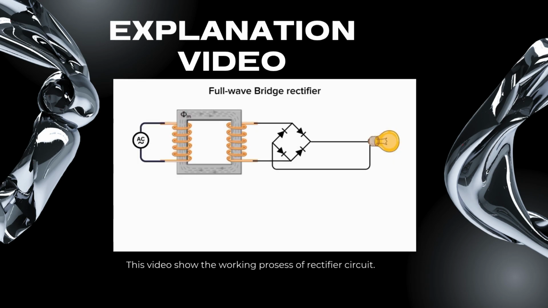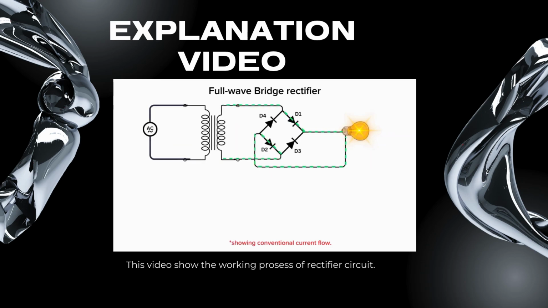A bridge rectifier circuit consists of 4 diodes arranged in a bridge configuration. Let's see how it works. During the positive half cycle of the AC input voltage, the diodes D1 and D2 are forward biased, conducting, while diodes D3 and D4 are reverse biased, non-conducting. This allows current to flow through the load in one direction, from the transformer to the load.